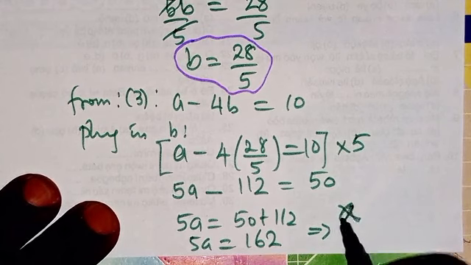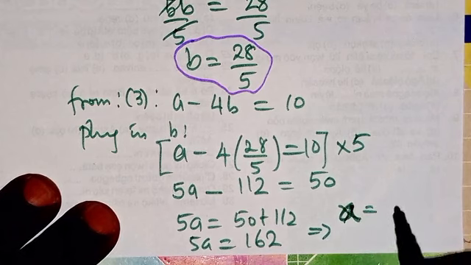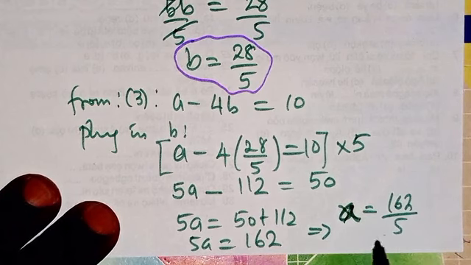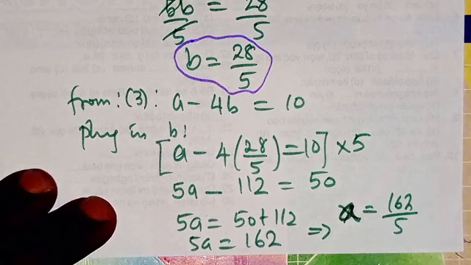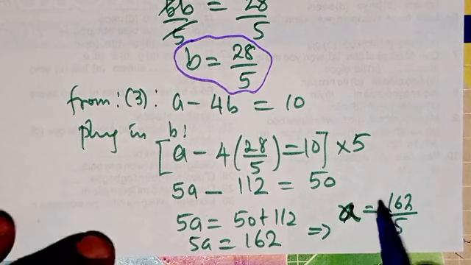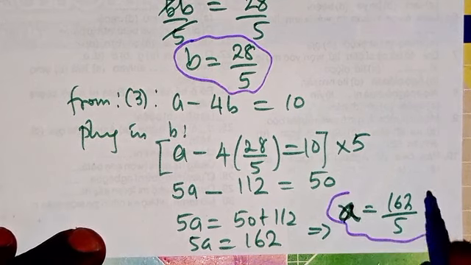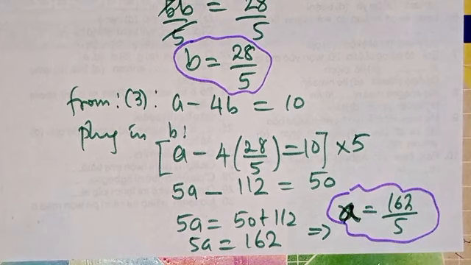a equals what? a equals 162 over 5. So we have a to be 162 over 5 and b to be 28 over 5. So we're going to keep that.